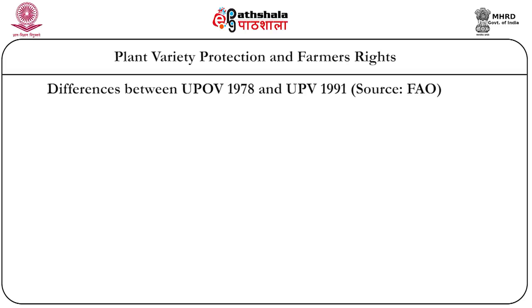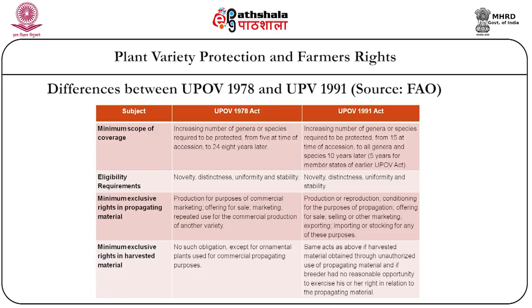1978 and 1991 regimes. In terms of minimum coverage, the UPOV 1978 Act requires protection from 5 genera or species at the time of accession to 8 later. In the case of UPOV 1991, there is an increasing number of genera or species required to be protected, from 15 at the time of accession to all genera and species 10 years later. Member states of the earlier UPOV Act are those who have complied with the 1978 Act. Eligibility requirements, novelty, distinctiveness, uniformity and stability, remain the same in the 1991 Act.